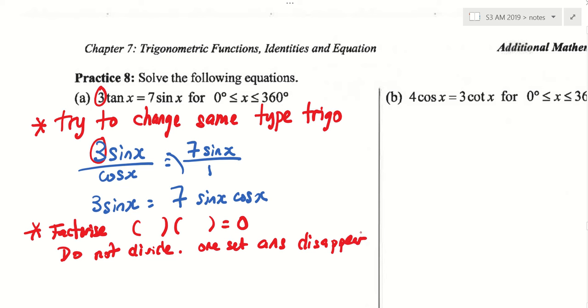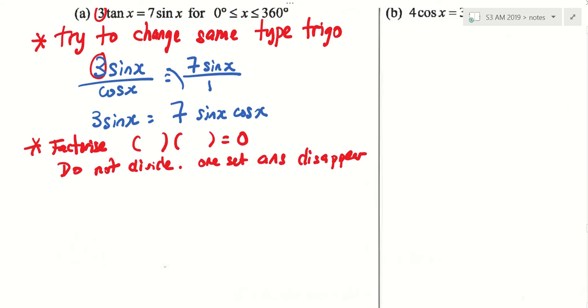Okay, I will show you the divide method and why you will miss out a few marks. Let me go through the proper step first. Now, if I want to factorize something, something equals to 0, the only way to do it is to shift this over as in minus, not divide. Shift this over as in minus. So can you follow what I write? Let me write out something like this. 3 sine x minus 7 sine x cosine x equals to 0. Right? Move it over.